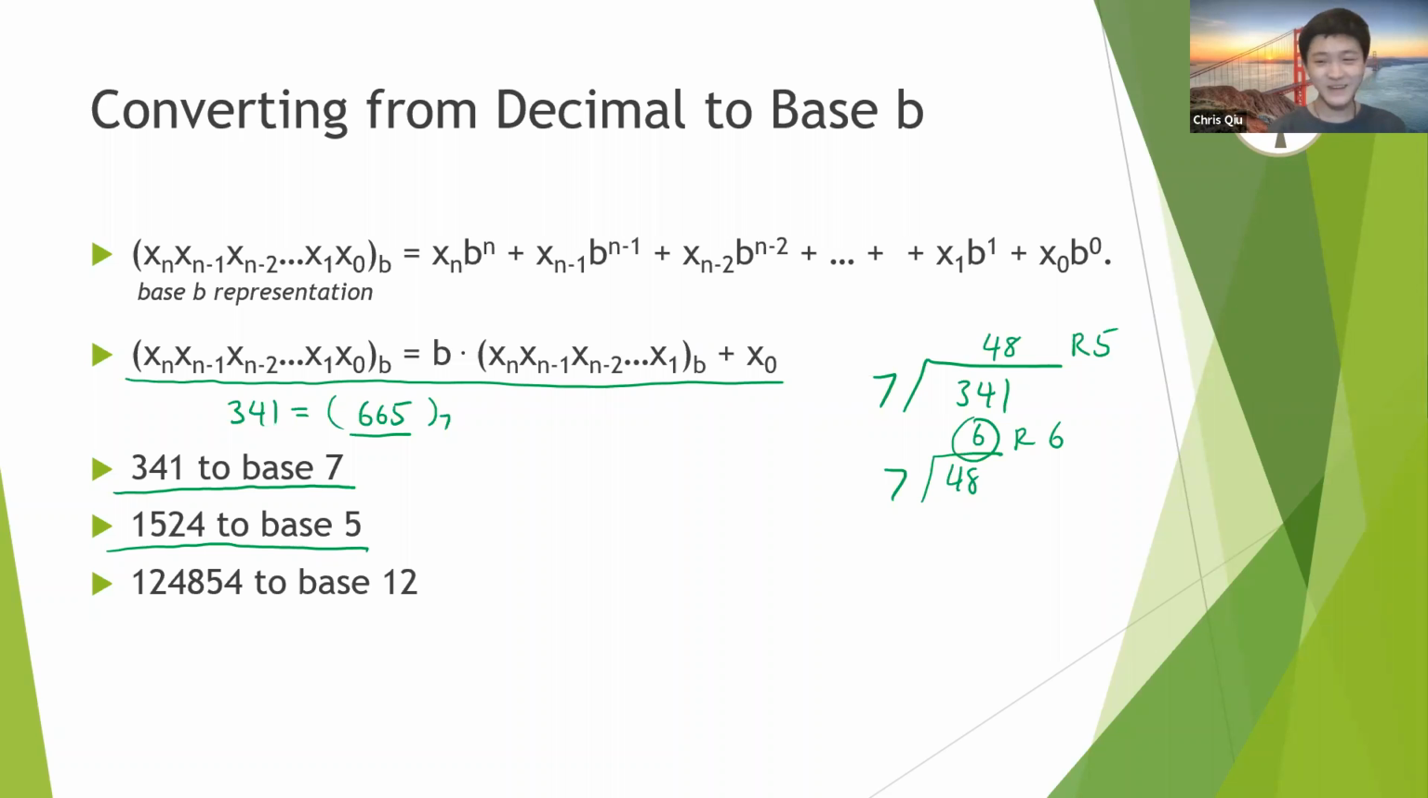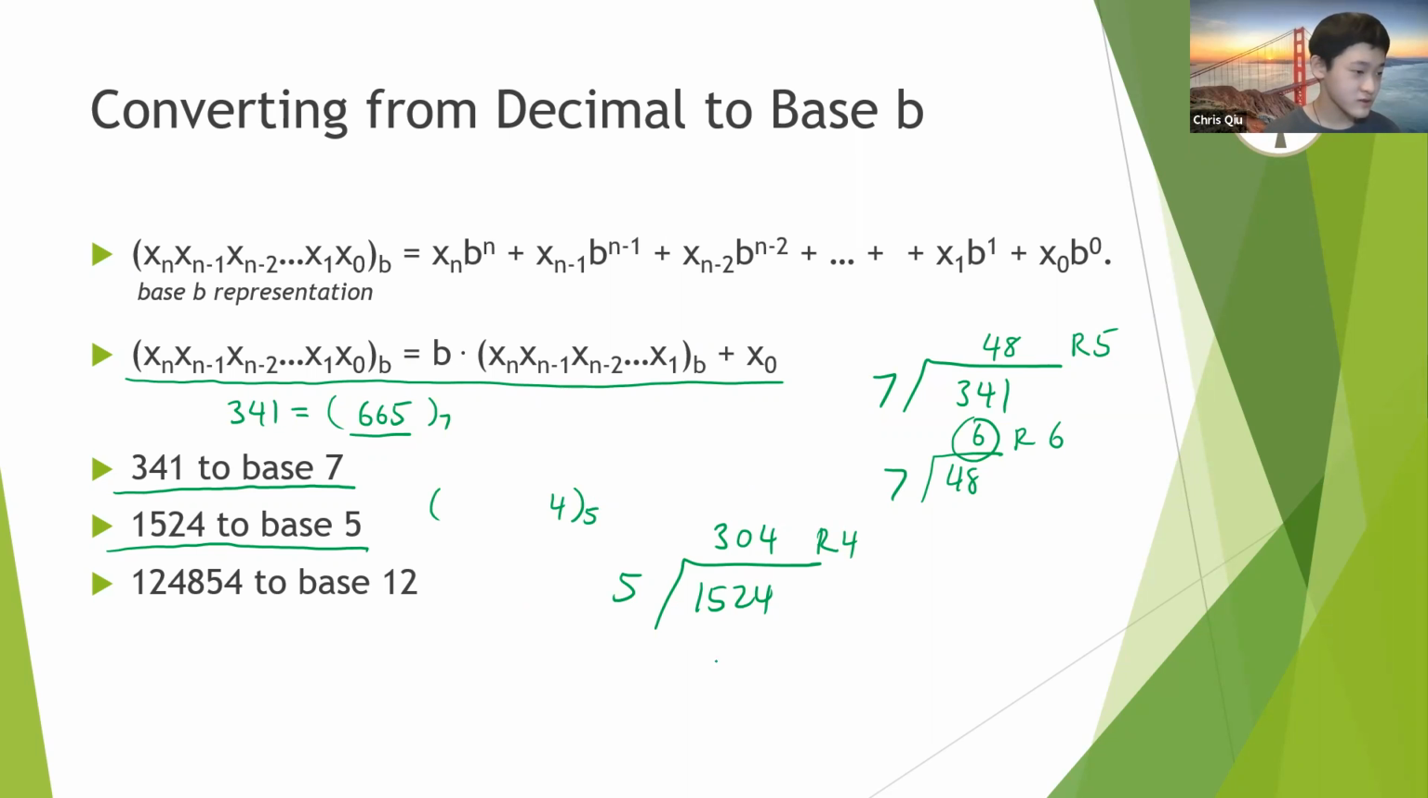All right, great. My internet is back. So we can continue on our next example. So we want to convert 1524 to base 5. And so we'll use the same idea. What we'll do is we'll divide 1524 by 5, and we'll take the remainder. So we'll have 304 as our quotient and 4 as our remainder. So 4 will be our last digit.